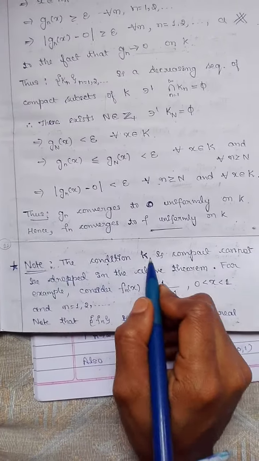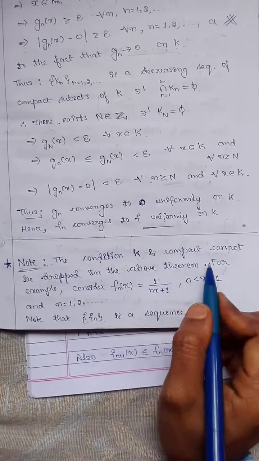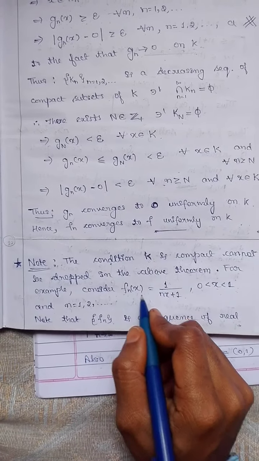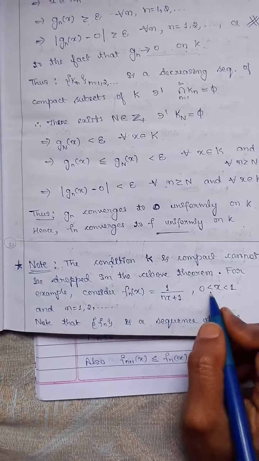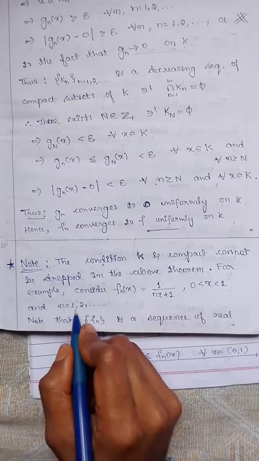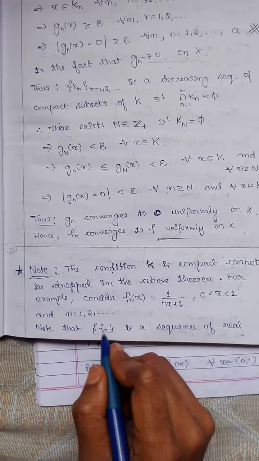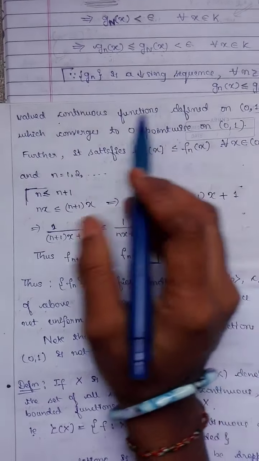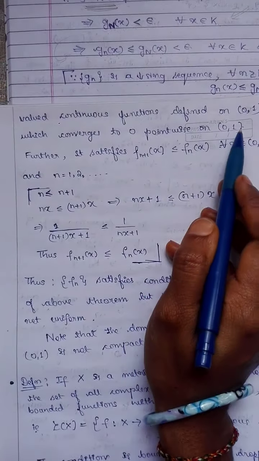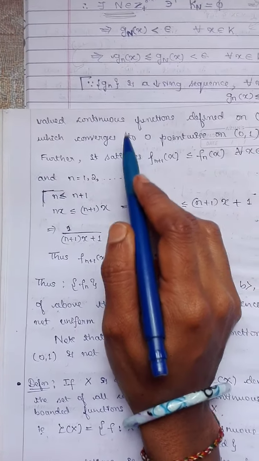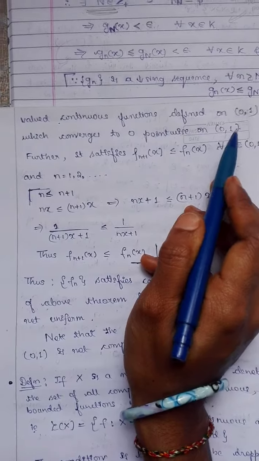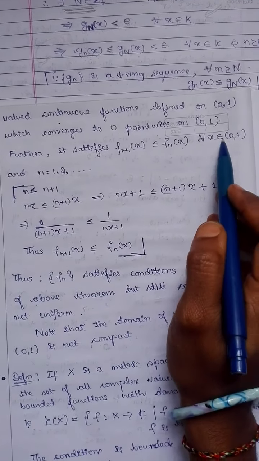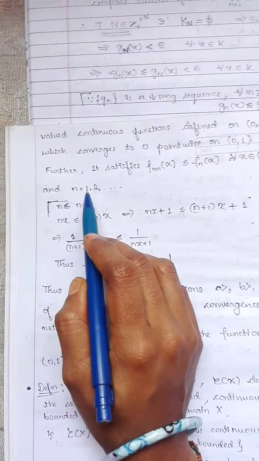Let us see the note. The condition K is compact cannot be dropped in the above theorem. That is, K is compact is important in this theorem. For example, consider the function fn of x equal to 1 by nx plus 1, x belongs to the open interval 0 to 1 and n equal to 1, 2, 3 and so on. Note that the sequence fn is a sequence of real valued continuous functions defined on the open interval 0 to 1, which converges to 0 pointwise on 0 to 1. Further, it satisfies fn plus 1 of x is less than or equal to fn of x for any x belongs to the open interval 0 to 1 and for any n equal to 1, 2, 3 and so on.